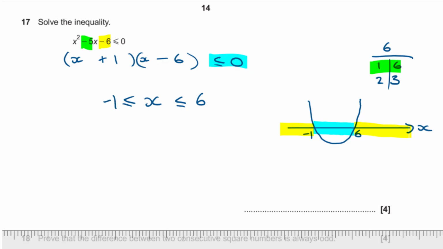Now I do recommend that you do a sketch like this, because otherwise it gets a bit confusing, and I know many students make mistakes with it. So I do recommend drawing the parabola, working out where the roots are, and then thinking, where is that graph greater than or less than 0? I think that's the smartest way of doing it. Okay, so that's my range. x lies between -1 and 6.